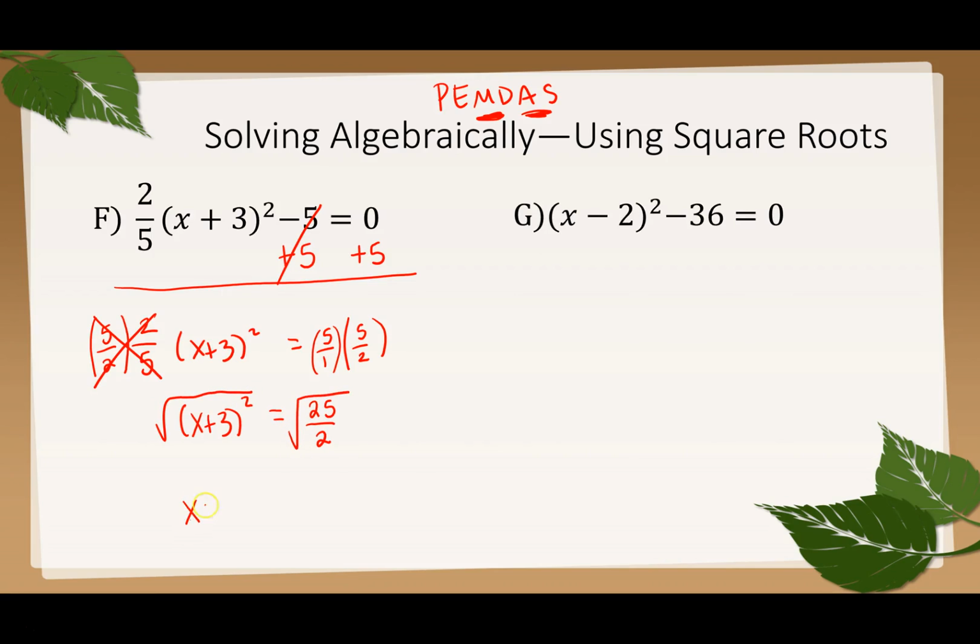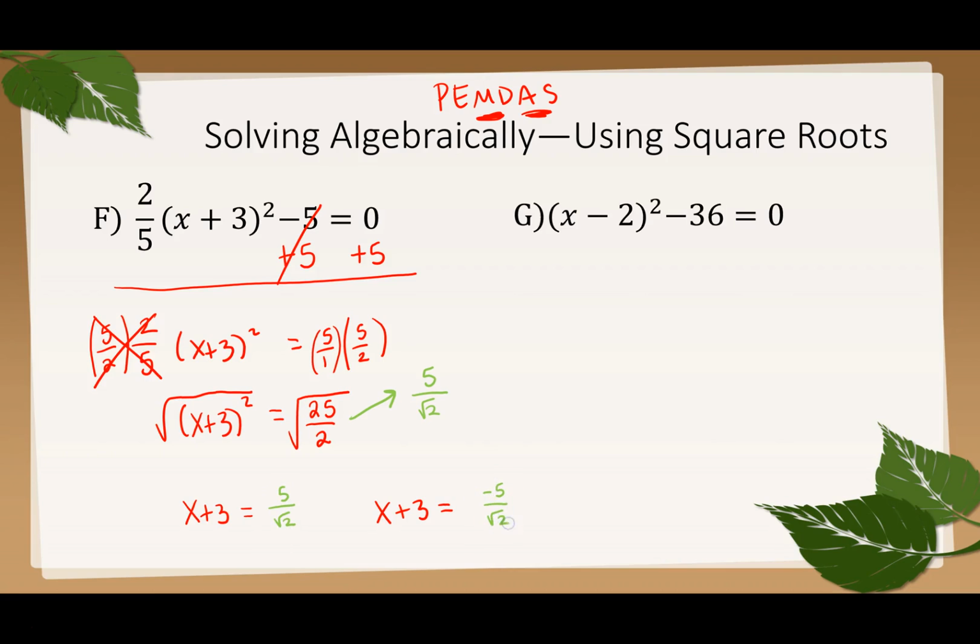Okay, so we're going to be left with x plus 3 is equal to the square root of 25 divided by 2, and it is going to be a plus or minus, right? So I'm going to split this up into 2. Well, what's the square root of 25? Let's go ahead and reduce this before we drop it into our two equations. So the square root of 25 is going to be 5, and then we're going to leave that root 2 in the denominator. All right, so I'm going to have a positive 5 divided by root 2, and here I'm going to have a negative 5 divided by root 2.